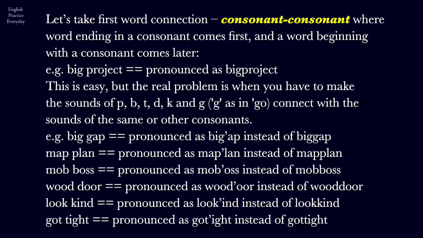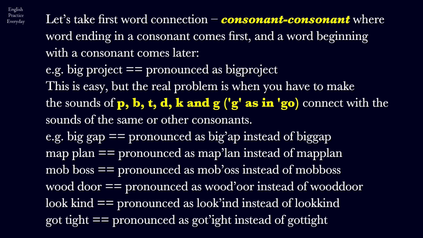Let's take first word connection, consonant-consonant, where a word ending in a consonant comes first and a word beginning with a consonant comes later. For example, big project, pronounced as one word. This is easy, but the real problem is when you have to make the sounds of p, b, t, d, k, and g, g as in go, connect with the sounds of the same or other consonants.